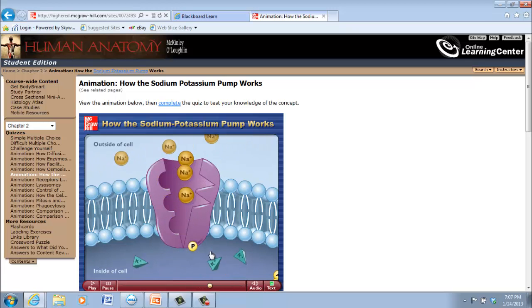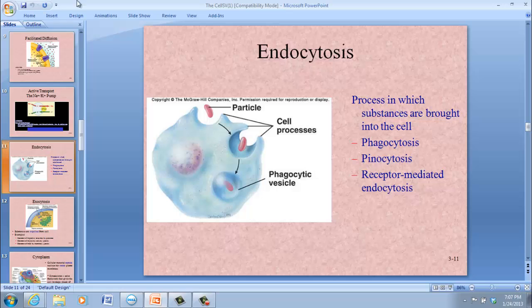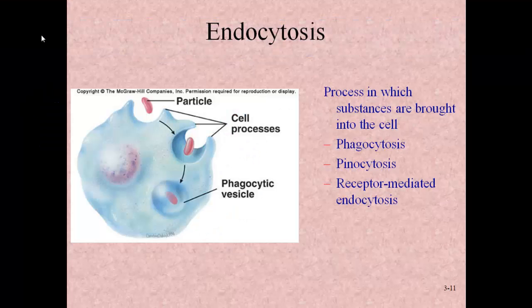And it's a continuous cycling back and forth. Notice that there's 3 sodium that's being removed from the cell and taken outside, and there's 2 potassium that are being brought into the cell with every cycle. And again, it requires ATP because that phosphate, that 3rd phosphate on the ATP molecule, is what powers this process. So the other types of transport are all energy requiring processes.